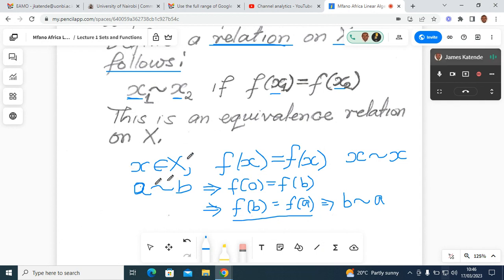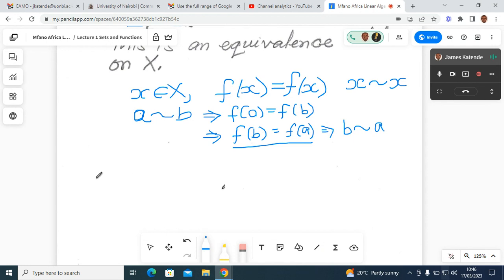So the last one. We have shown that the relation is reflexive. This was the first property that we checked. We have shown that it is symmetric. That's the second property that we have just checked. So it is symmetric.